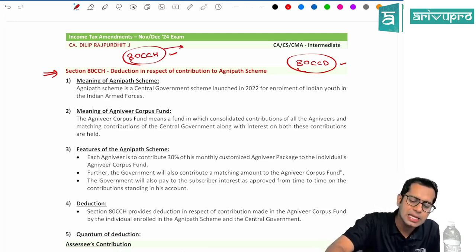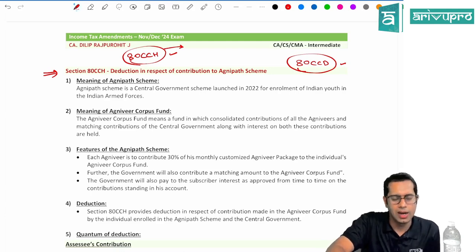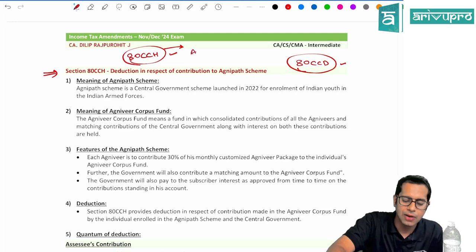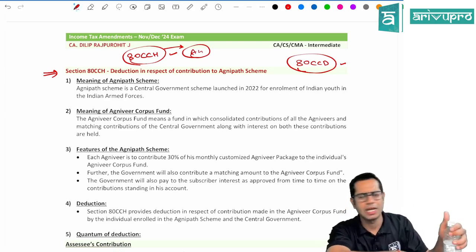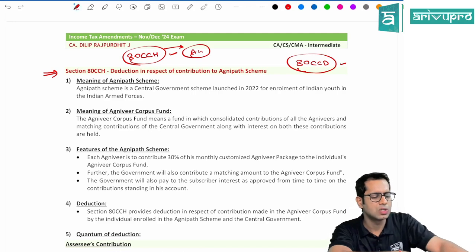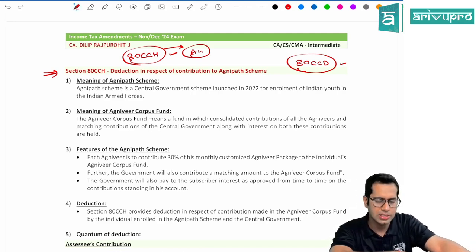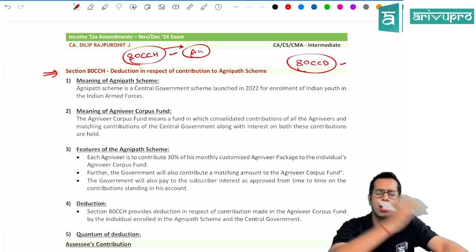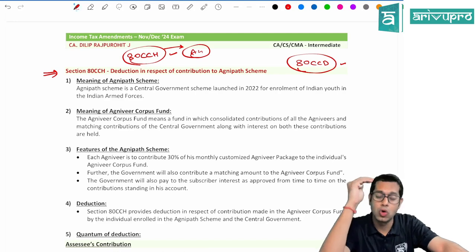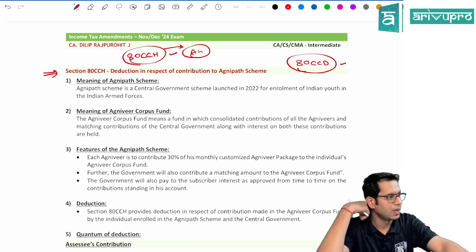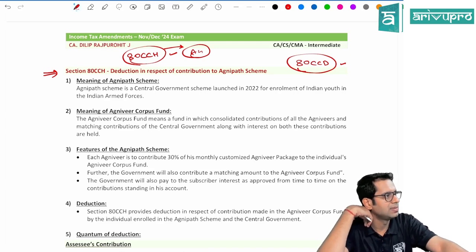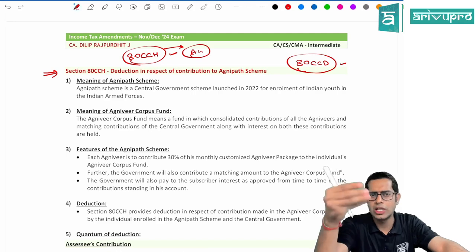80CCH has been brought into the picture for Agniveers. See, basically what happened a few years before is, during the time of Corona, etc., because there was a lot of job insecurity, a lot of people lost their jobs. The government had come up with a concept of the Agnipath scheme. What is happening under this Agnipath scheme, sir? Under this Agnipath scheme, you can join the Indian Army.